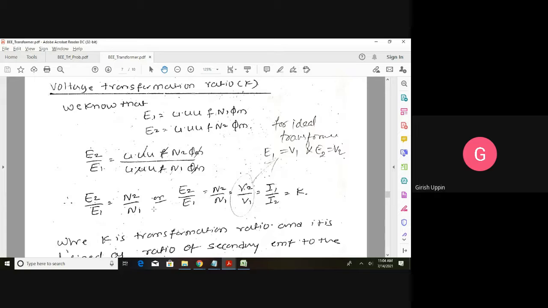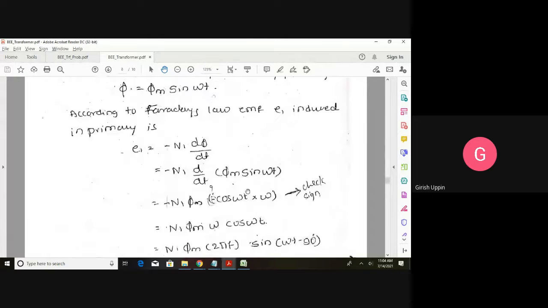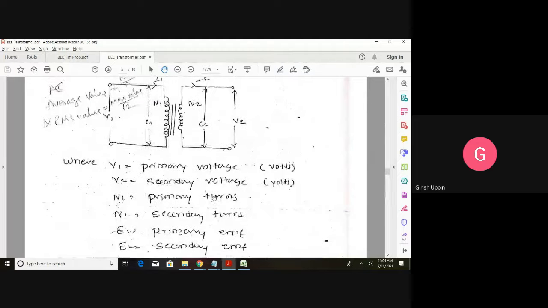And if it is an ideal transformer, remember, ideal transformer means what? There are no losses. If we consider a transformer to be an ideal transformer, then E2 is equal to V2. What is the meaning of that? If we have an ideal transformer, that is, there are no losses, then whatever we derived, E1 is equal to V1 and also E2 is equal to V2. But in reality, E1 and V1 will not be equal in practical transformers. But if you consider an ideal transformer, then this voltage and this voltage are exactly the same.